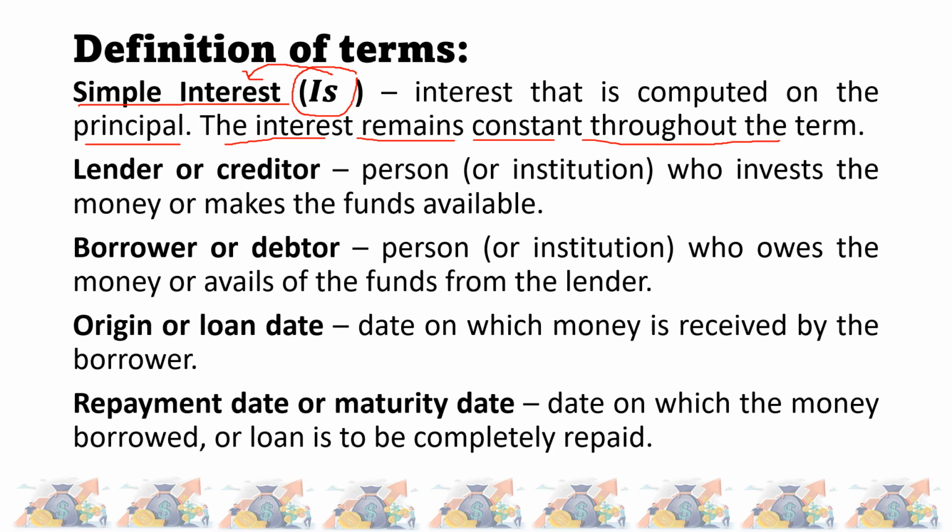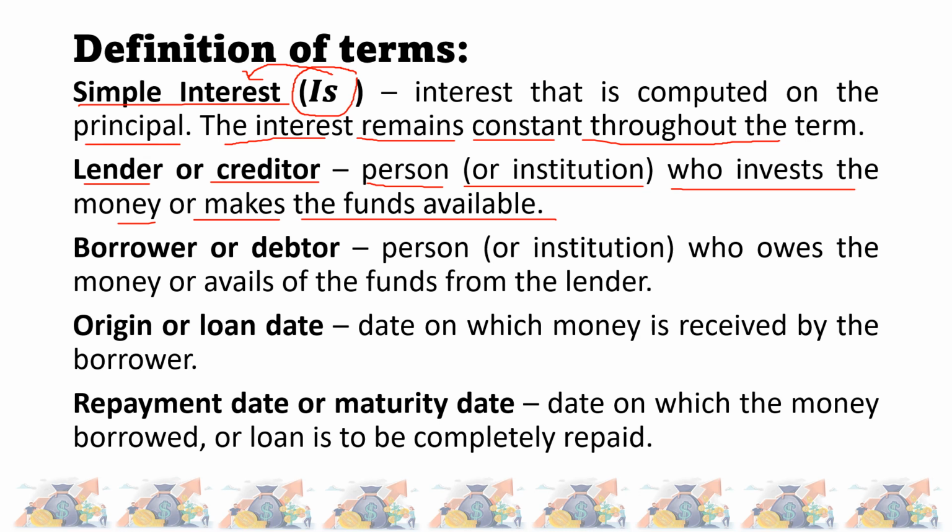Next term, the lender or creditor. So a person or institution, it can be a private institution, a lending company, or an individual person, who invests the money or makes the funds available for the borrower or the debtor. So they are called lender or creditors.